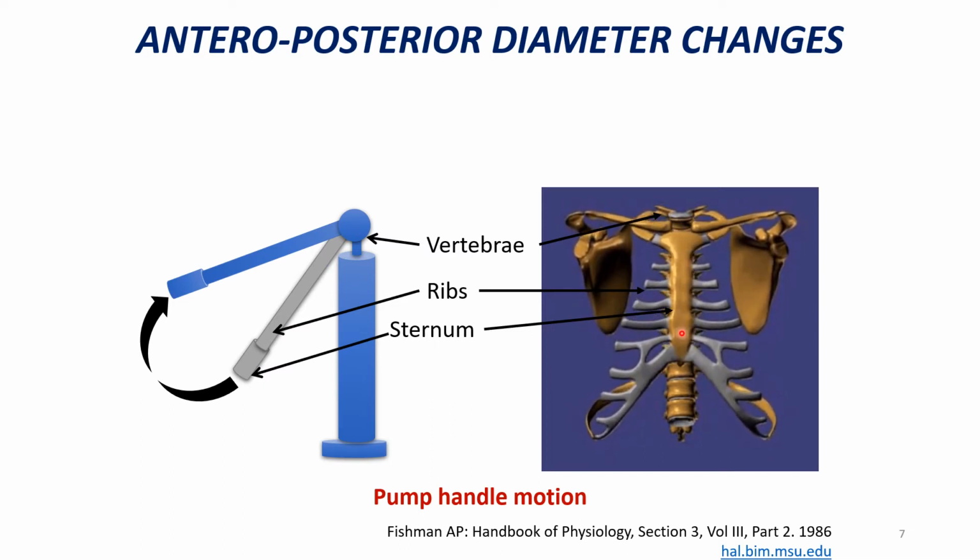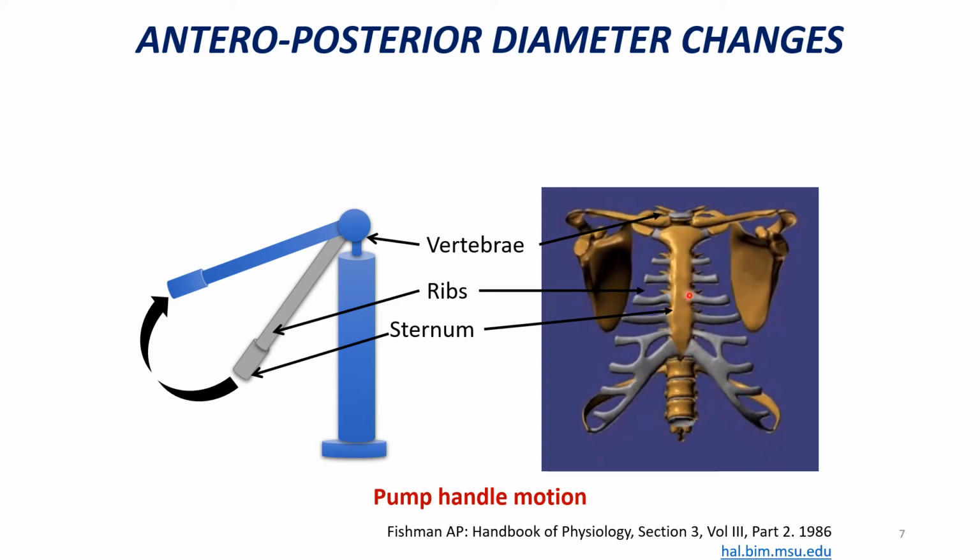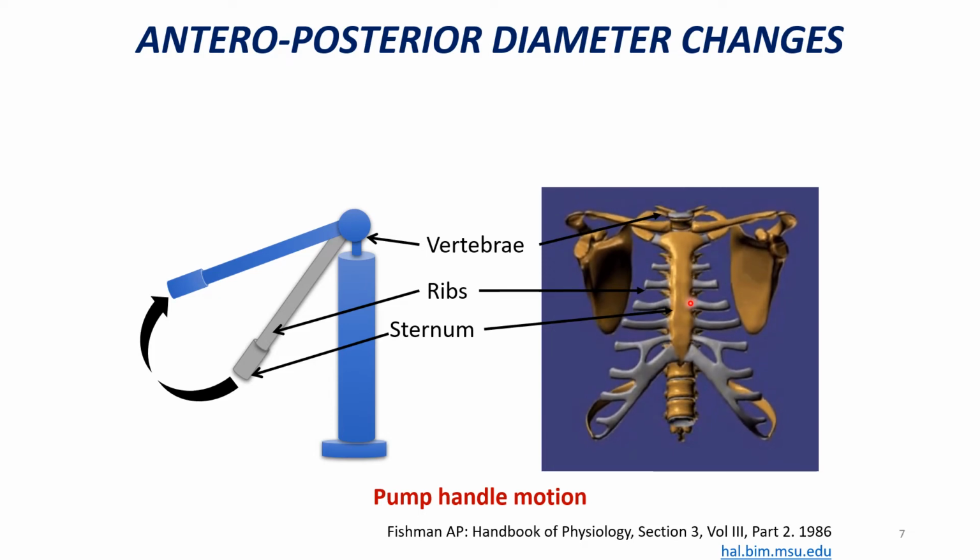So the sternum is moving upward every time. This is a hand pump movement. When the ribs were downward, the diameter was less. When the ribs come upward and outward, the anterior posterior diameter increases.